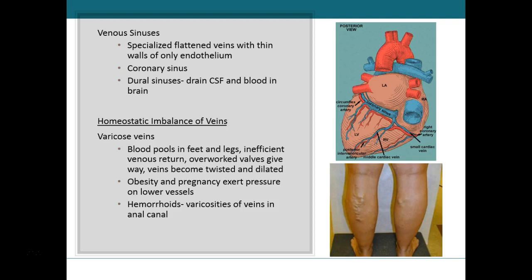So let's look just briefly at a homeostatic imbalance associated with veins, and these are what we call varicose veins. Leaky valves can cause veins to become dilated or larger, and in some cases they look sort of twisted in their appearance. This is a condition that we call varicose veins. It can happen in any part of the body, but it's most common in the esophagus and the anal canal, and in the superficial veins of the lower limb.